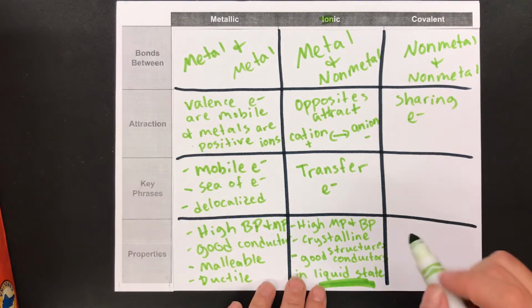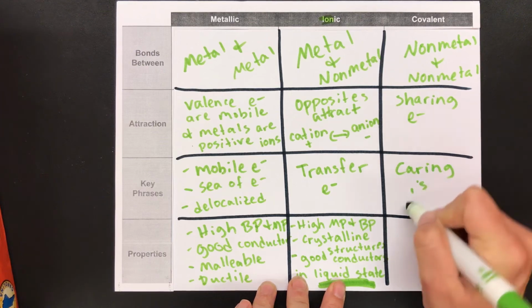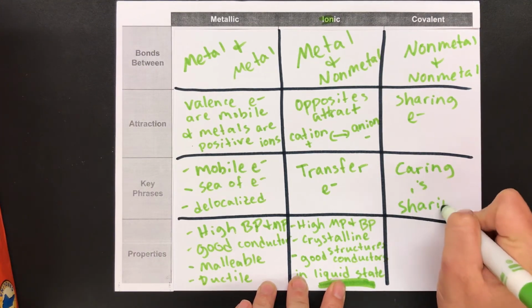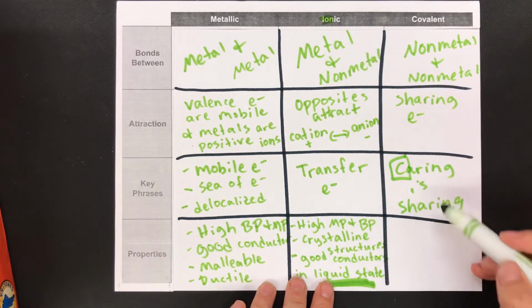Key phrase is what's already there. Okay. Caring is sharing. Caring, C, caring, covalent. Covalent is sharing, caring is sharing.